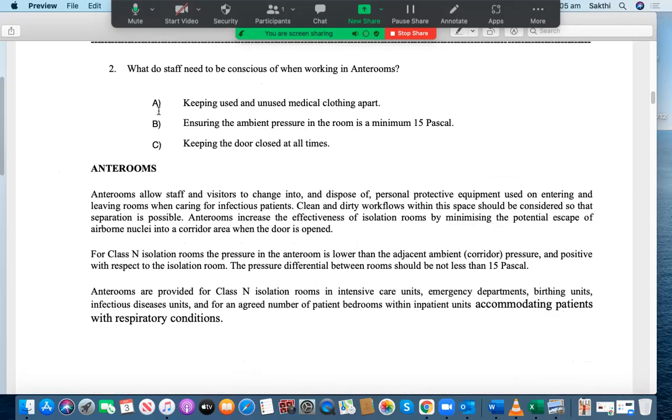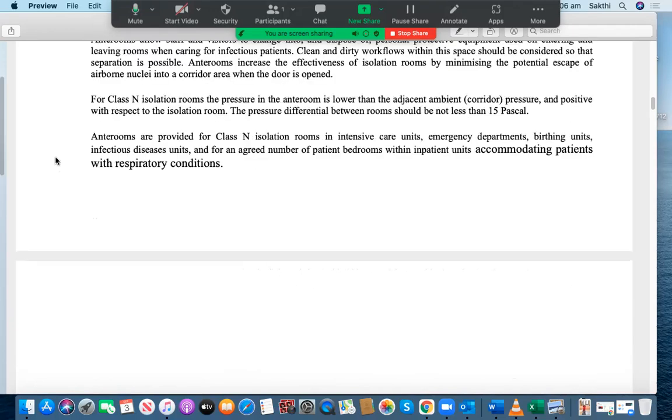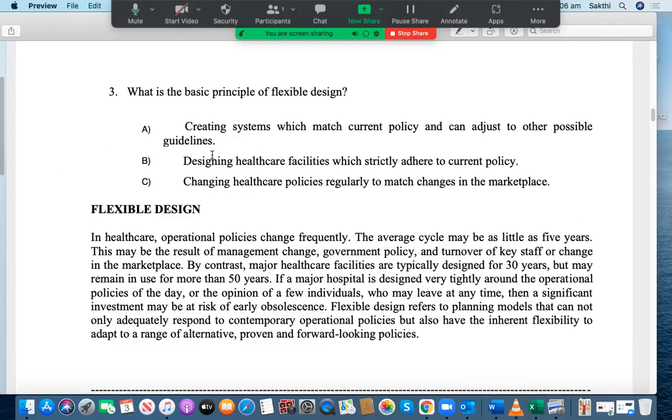For question number 2, the correct answer is choice A. Keeping used and unused medical clothing apart. That is going to be the correct answer. All right, let's go to question number 3. So for question number 3, the answer is again choice A. Creating systems which match current policy and can adjust to other possible guidelines. That's going to be the correct answer.